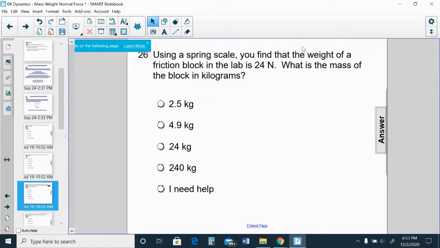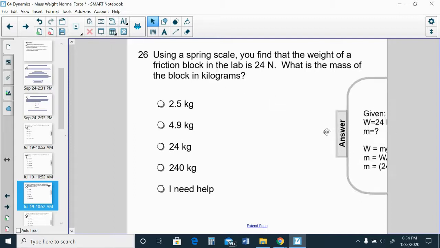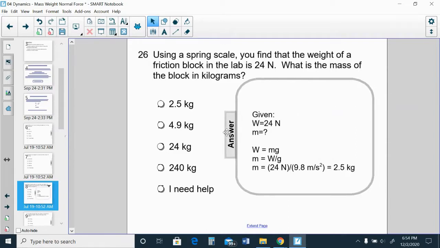Using a spring scale, you find that the weight of a friction block in the lab is 24 newtons. What is the mass of the block in kilograms? The correct answer is 2.5 kilograms. So weight equals mass times gravity. If you're solving for mass, the equation is rearranged to be mass equals weight divided by gravity. So 24 newtons divided by 9.8 meters per second squared gives you 2.5 kilograms mass.